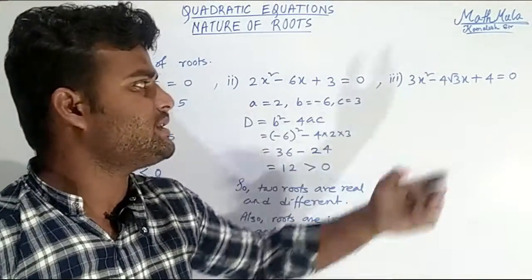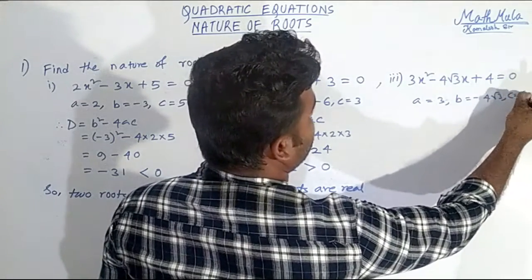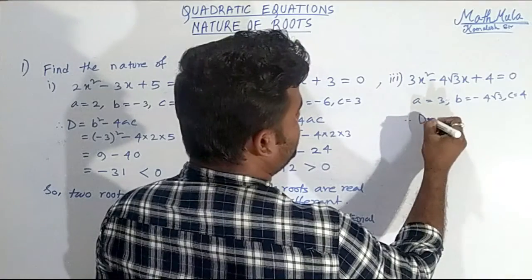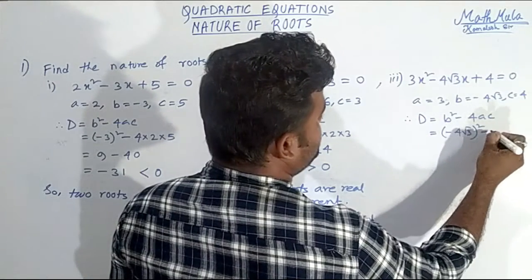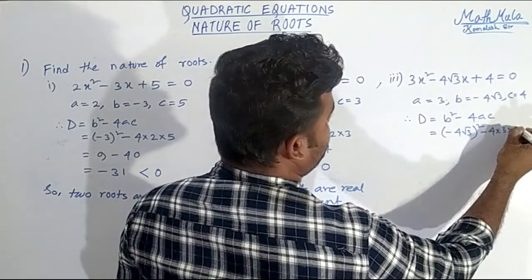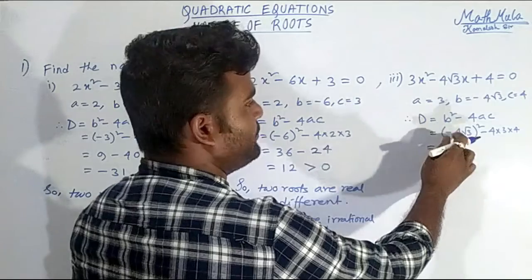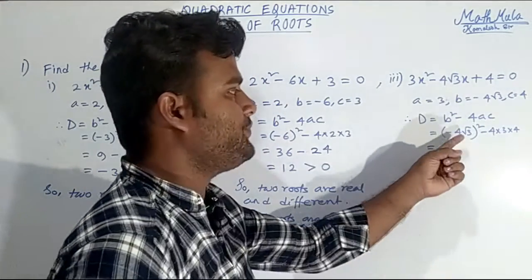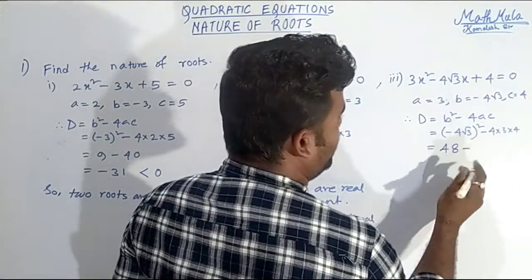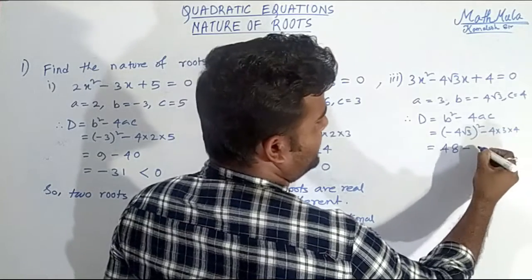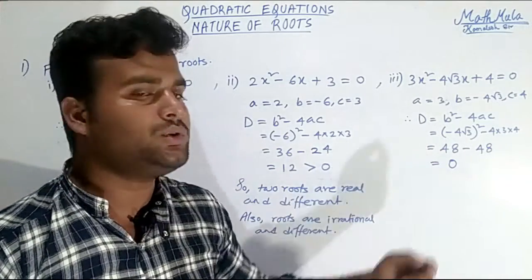Now for the third equation, a is equals to 3, b is equals to minus 4 root 3 and c equals to 4. The discriminant D is equals to b square minus 4ac, that is minus 4 root 3 whole square minus 4 into 3 into 4. If we square this number, then minus minus will be plus, and 4 root 3 whole square means 4 fours are 16 and root 3 square means 3. 16 into 3 is 48, minus 4 3s are 12, 12 4s are 48 also. Now look, 48 minus 48 is 0. The discriminant is equals to 0.